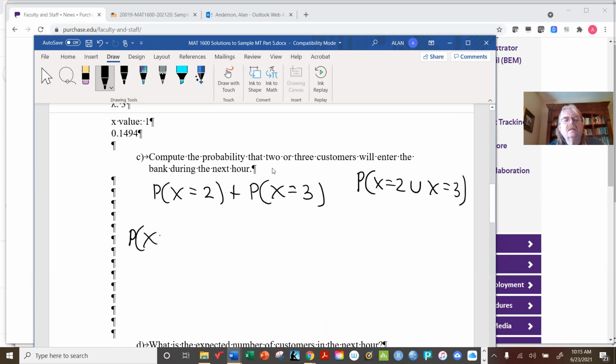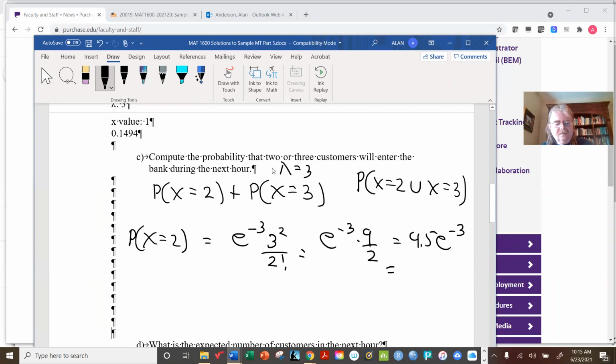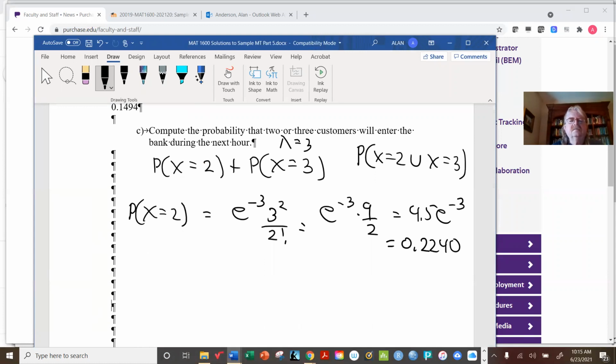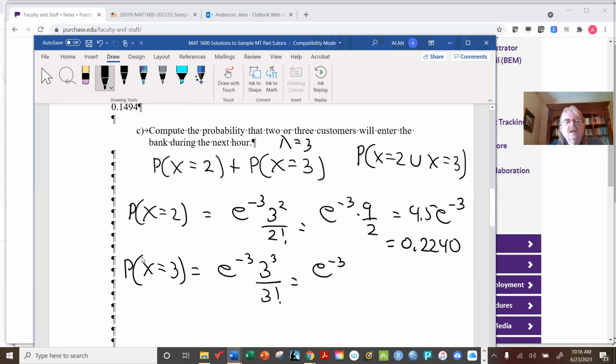All right, so remember lambda is 3. So we have e to the minus lambda, lambda to the x over x factorial, which is e to the minus 3 times 9 halves. All right, and so let's see what that is. It's approximately 0.2240. And then for 3, now here's an interesting result. This is actually 27 over 6, which is the same as 9 halves. So you've also got here 4.5 e to the minus 3 power.